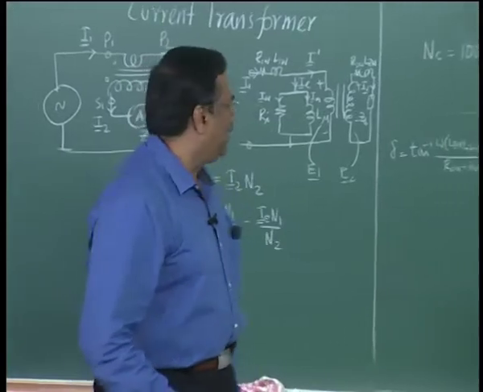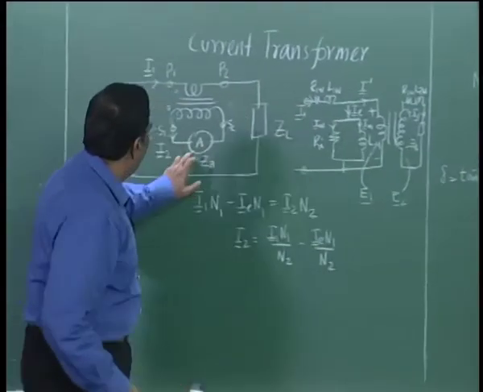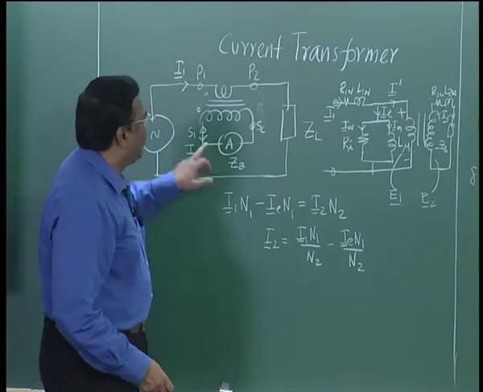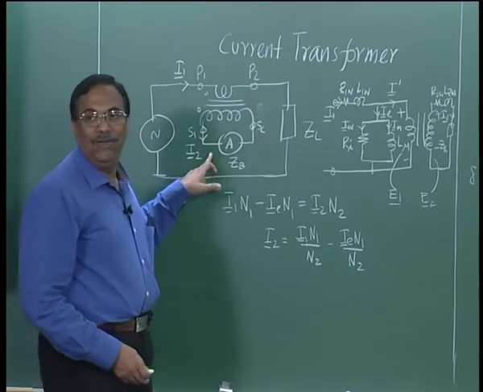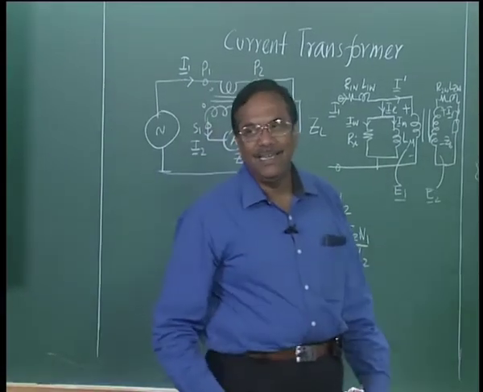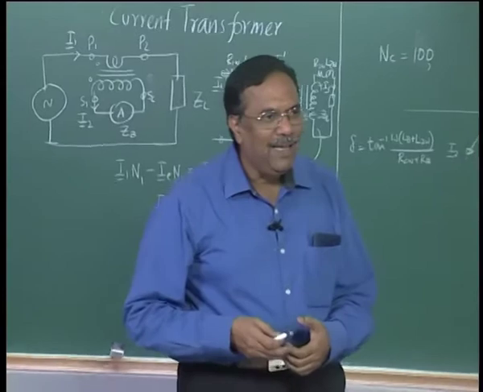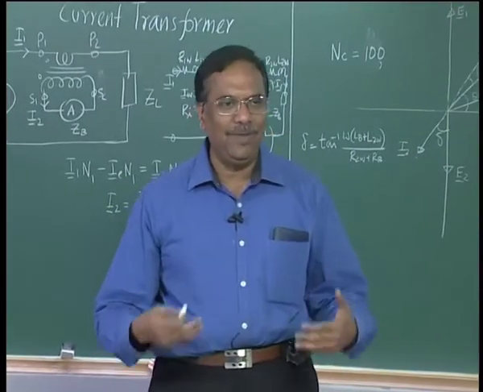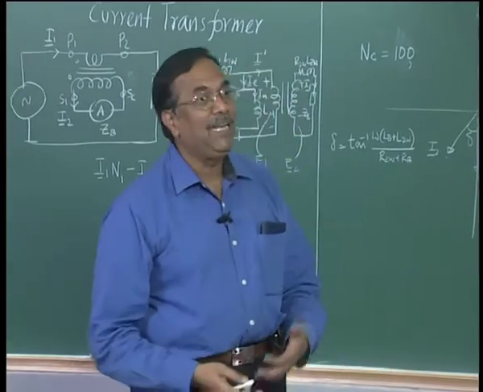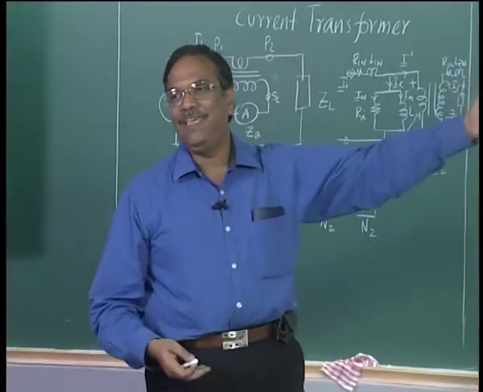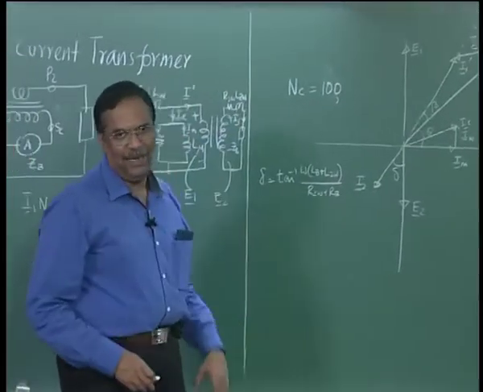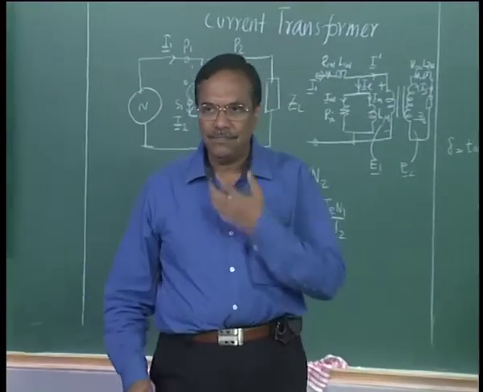I have 1 ampere, I look at my ammeter, I see the ammeter reads 1 ampere, I know the current transformer is 100 bar 1. What do I know immediately? My primary current is 100 amperes. How did I get that? I simply multiplied by 100 whatever reading I got on the ammeter. If my ammeter reads 0.5 amperes, I immediately know the primary current is 50 amperes. So, that is the nominal current transformer ratio.